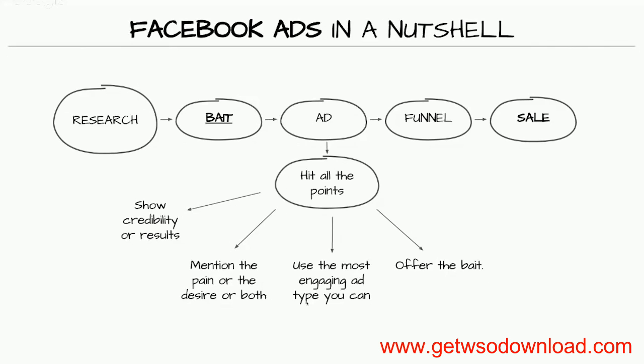Okay, so let me just go through these three things one more time. Show credibility or results, especially the higher up on the value scale. Mention the pain, preferably first, or the desire, or both. If you mention both, mention the pain first and then the desire. Hit all the points. Use the most engaging ad type you can, as I just said. Finally, offer the bait. That's what the ad is for. The ad is not to sell your product. The ad is not to do anything but offer the bait. That is the sole purpose of your ad, to offer the bait.